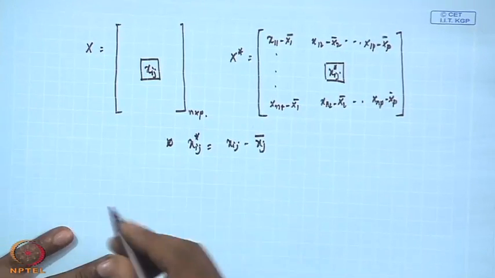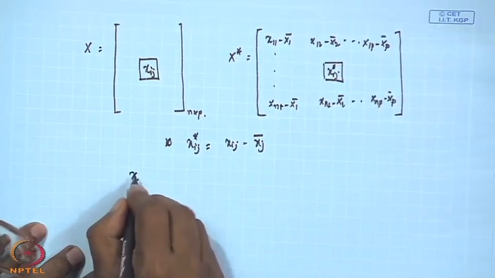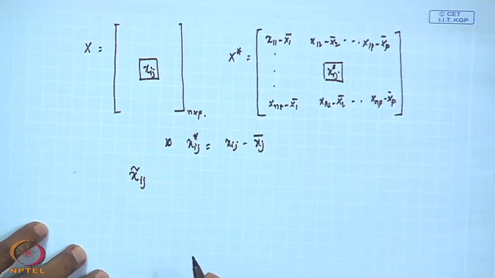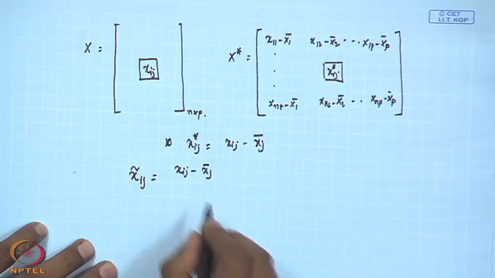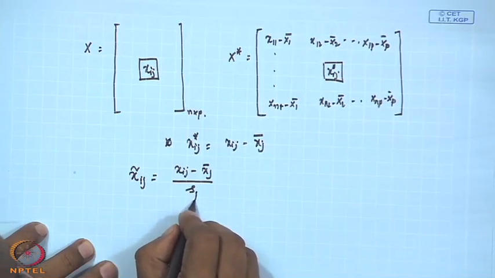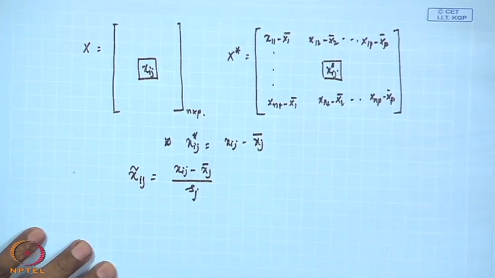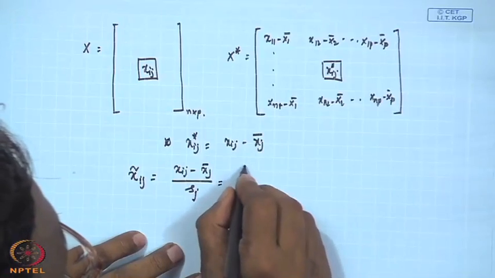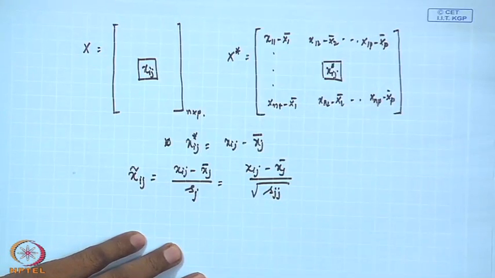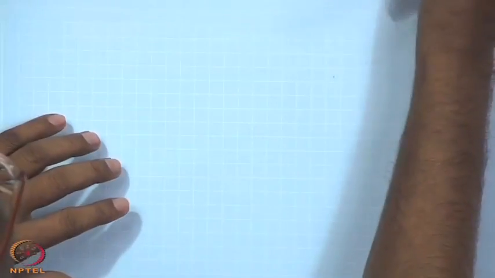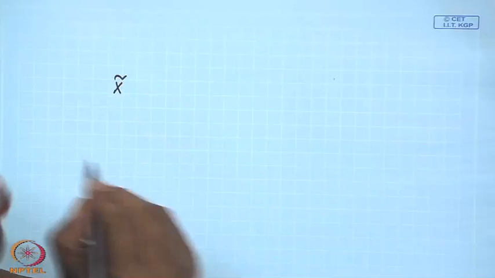Now, let us create another variable. Let us write it like this: x tilde ij. This one is x ij minus x j bar divided by s j. What are you doing? You are first finding the mean subtracted values, then dividing by the corresponding standard deviation. I can write it like this: x ij minus x j bar over square root of s jj. If you follow this, then you will create a matrix which is x tilde.